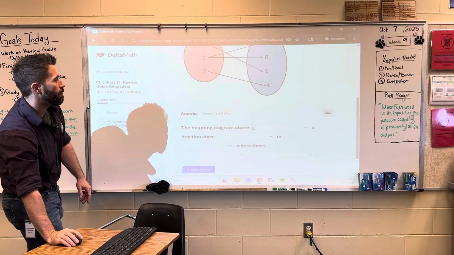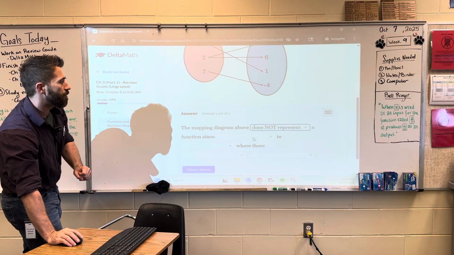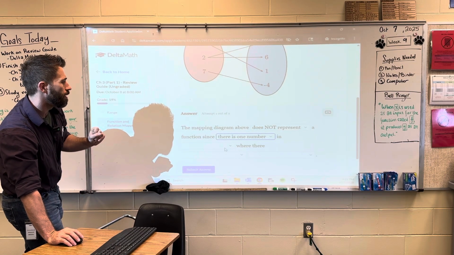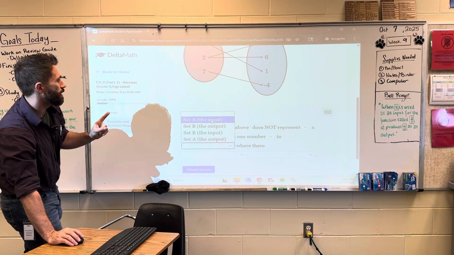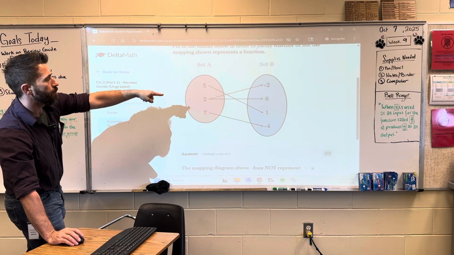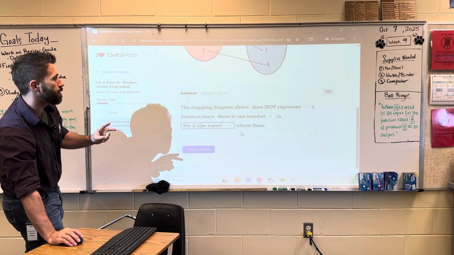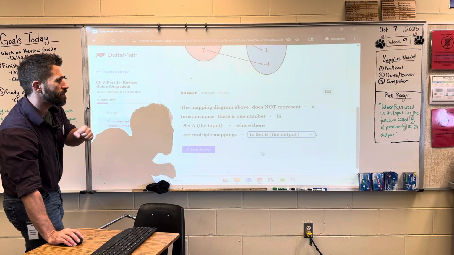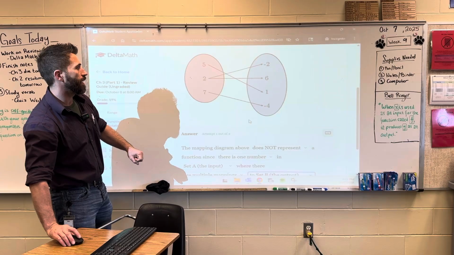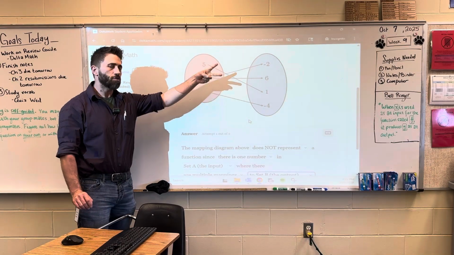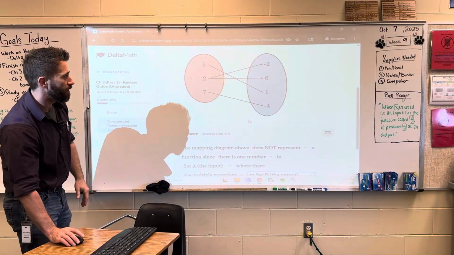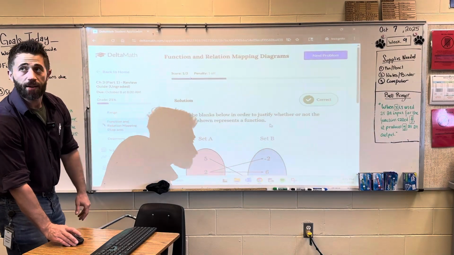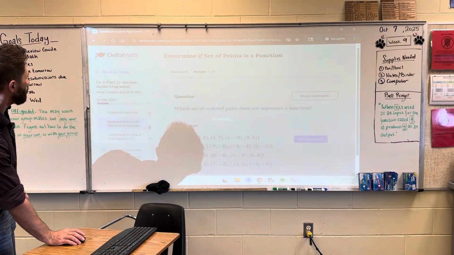The mapping diagram above does not represent a function, since there is one number in set A, the input, that maps to two numbers where there are multiple mappings to set B, the output. Basically what we're saying is, hey, one number maps to two numbers, which means this is not a function. Let's go ahead and test this out, make sure we're good on that one. Yep, we're good.